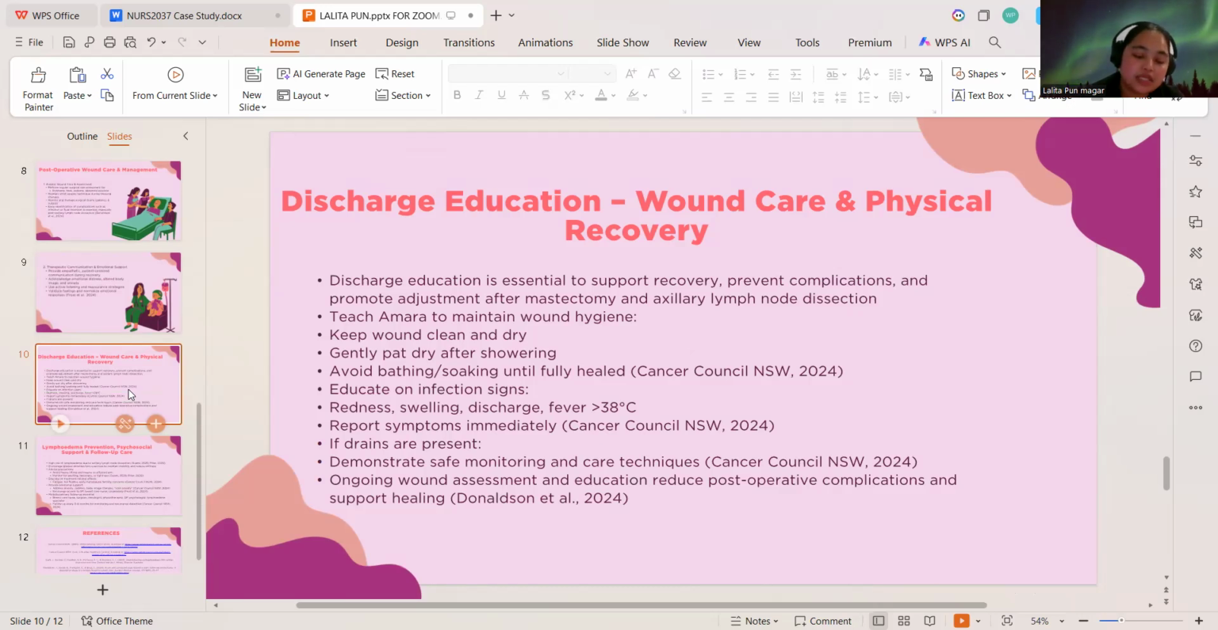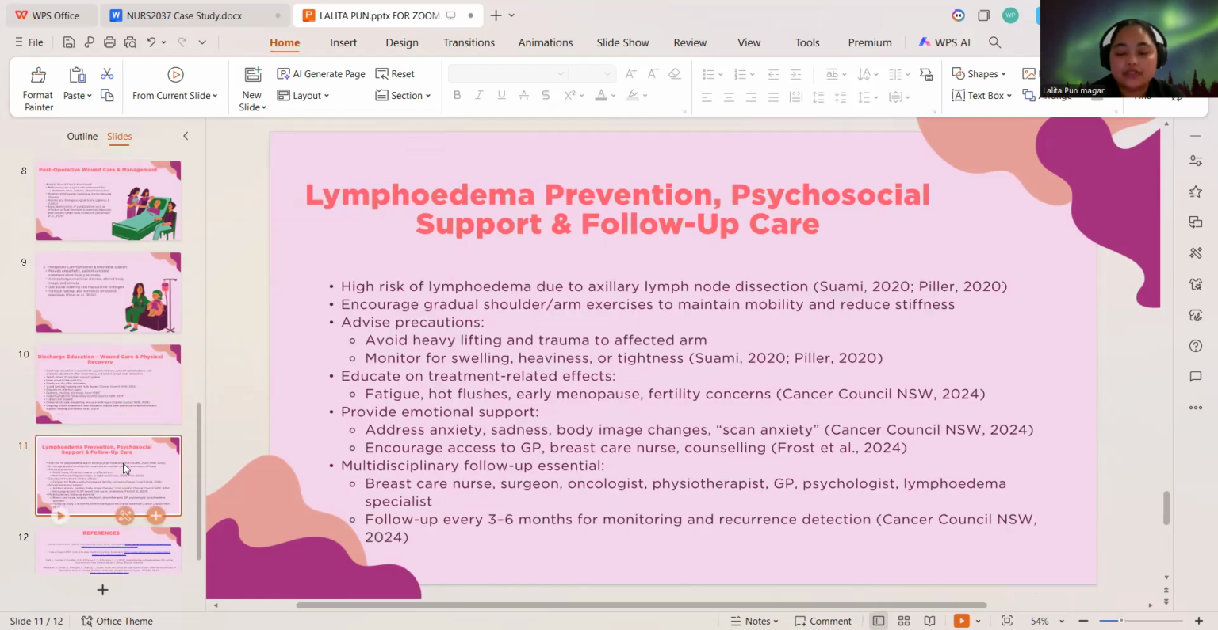If drains are present, safe monitoring and care techniques need to be demonstrated to the person who is taking care of her or the nurses, and ongoing wound assessment and education should be done to reduce postoperative complications and support healing. And as for the next slide, the next priority is preventing lymphedema and improving mobility due to axillary lymph node removal.